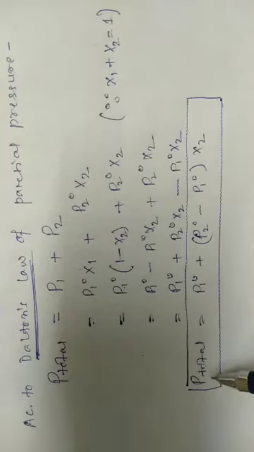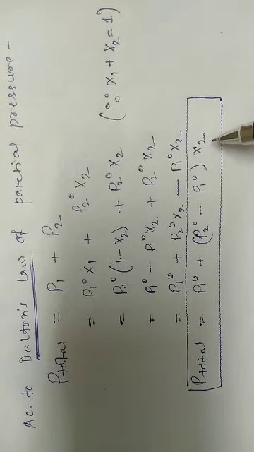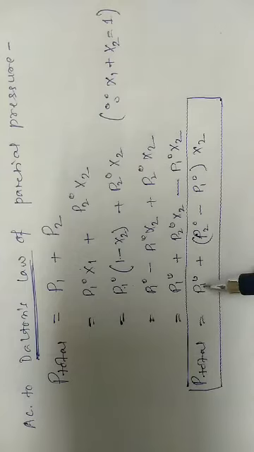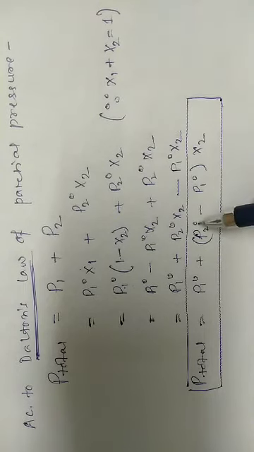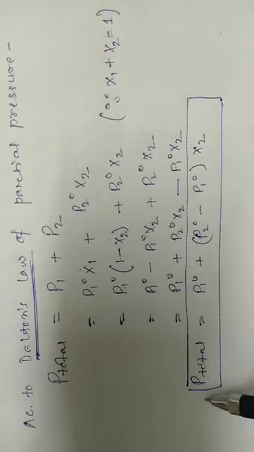To find out the total vapor pressure of a liquid solution, what values are needed? X2 is needed. What is X2? X2 is the mole fraction of component 2 in the solution. And P1 naught is needed. What is P1 naught? P1 naught is the vapor pressure of the pure component 1, and P2 naught is also needed. What is P2 naught? P2 naught is the vapor pressure of the pure component 2. So this is the mathematical relation to find out the total vapor pressure of a solution.